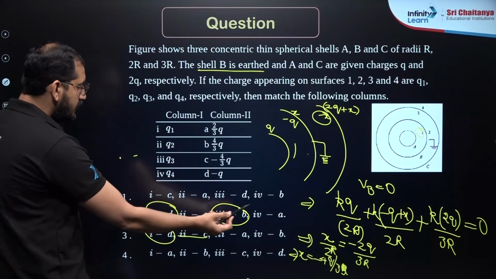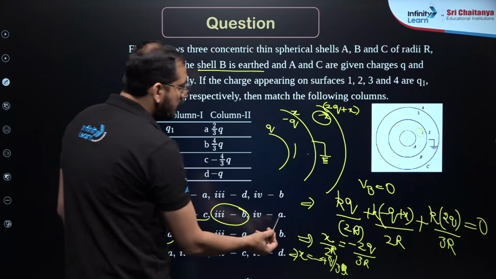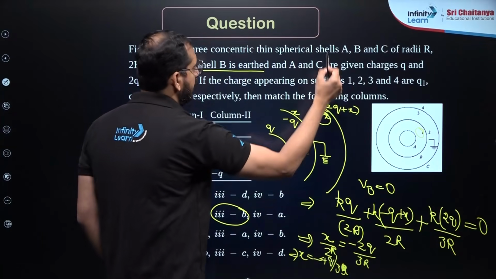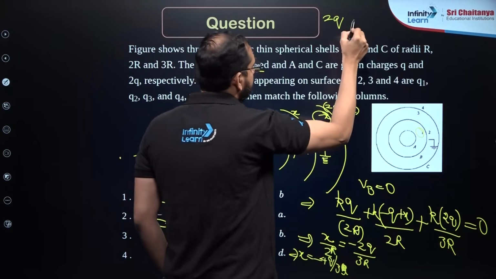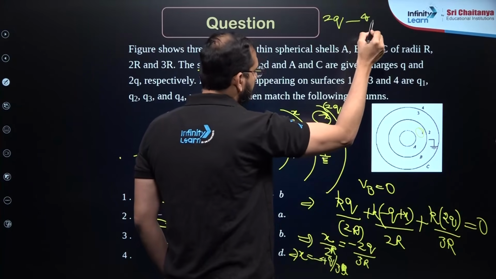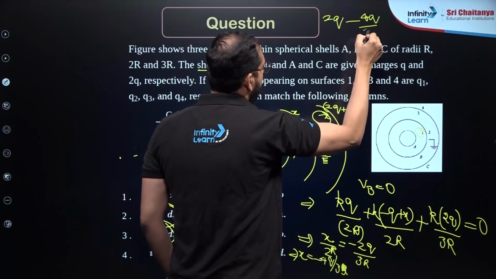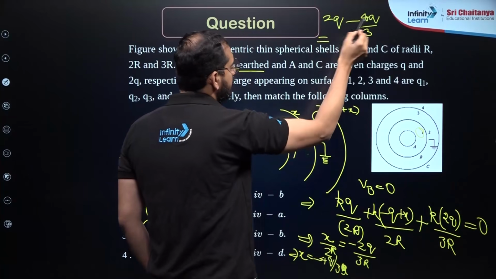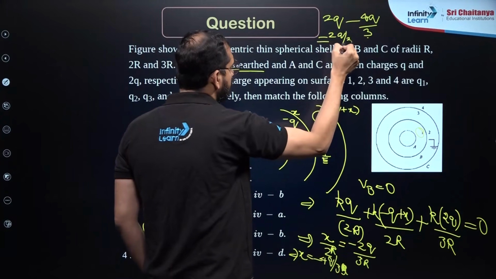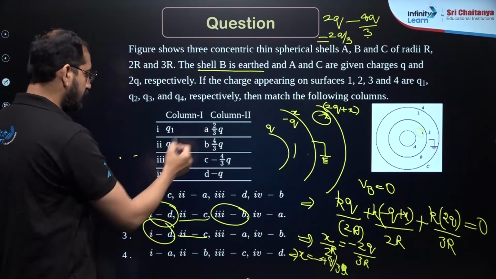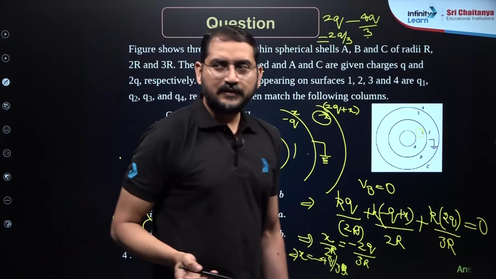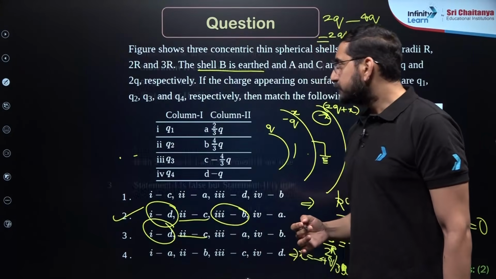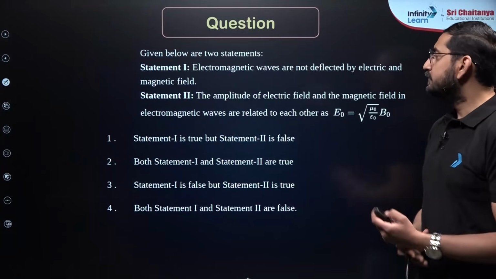But we'll also try to see what Q4 is. Q4 is 2Q plus X. Let me write down here 2Q plus X. X is minus 4Q by 3. 6 minus 4 will give you 2Q by 3. Do we have 2Q by 3? Yeah. For the fourth, we have A. Second option is our correct answer. Okay. Let's move ahead to our next question.